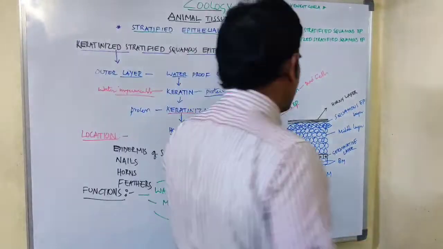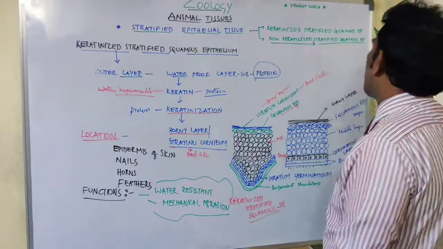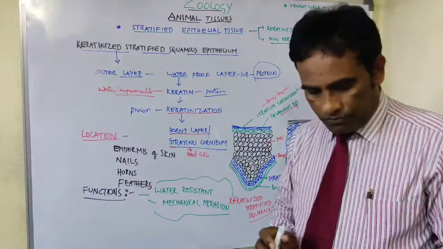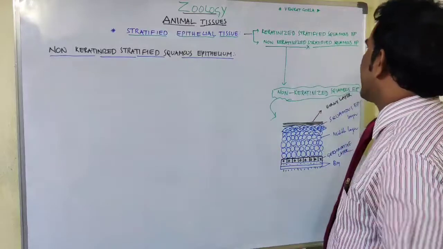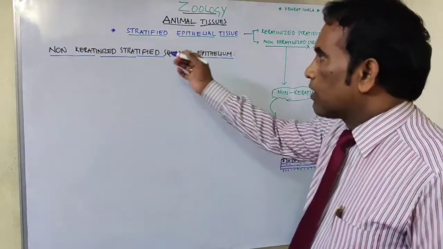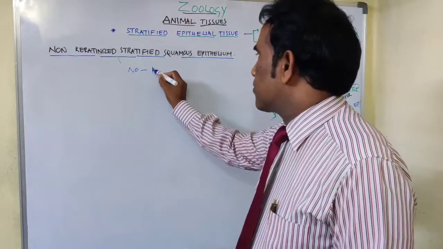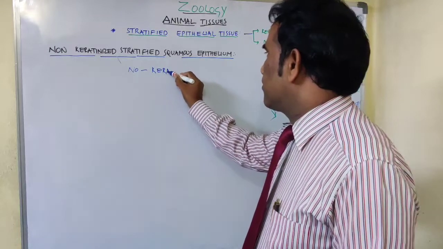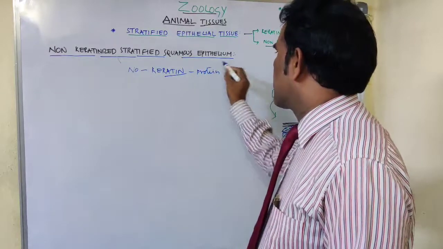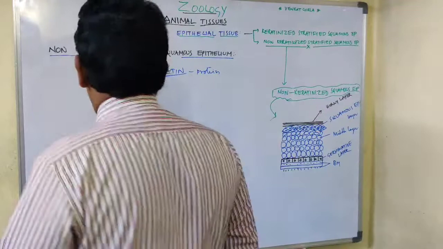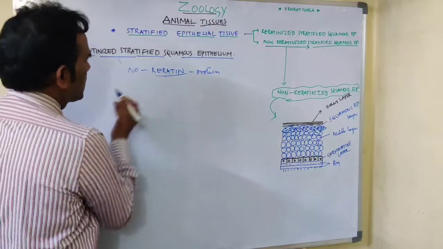These are the functions of this keratinized stratified squamous epithelium. Now let's see non-keratinized squamous epithelium. So another one is called non-keratinized stratified squamous epithelium. As the name tells us, non-keratinized: here there is no keratin protein.